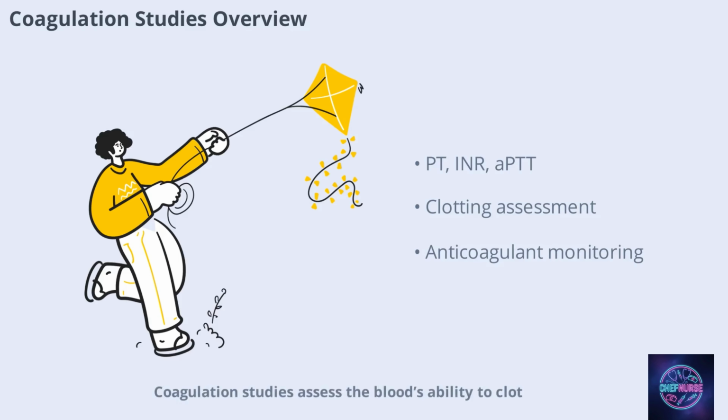Coagulation studies assess the blood's ability to clot. The most common tests are PT, INR, and APTT. These values are especially important for patients on anticoagulant therapy. For the NCLEX, you'll need to know the normal ranges and what to do if values are too high or too low, as this can affect bleeding and clotting risks.